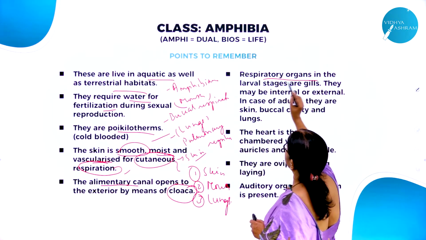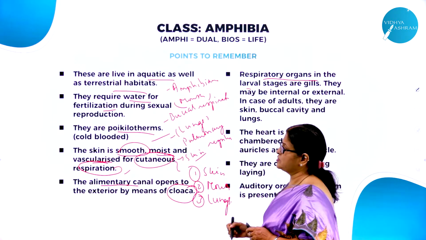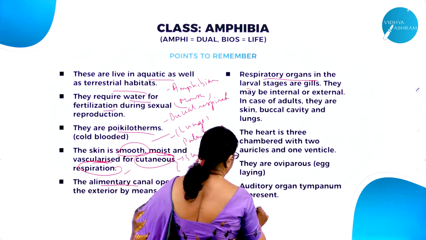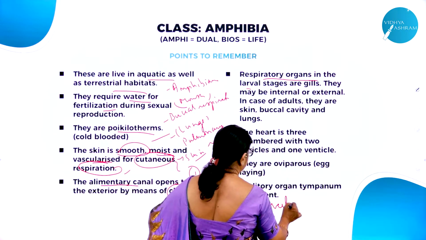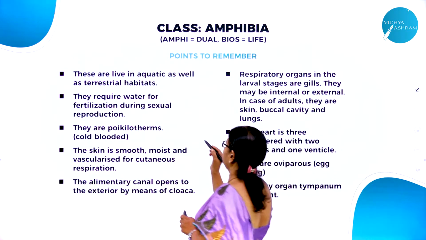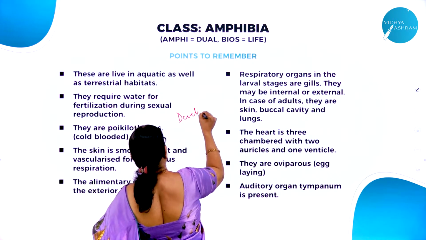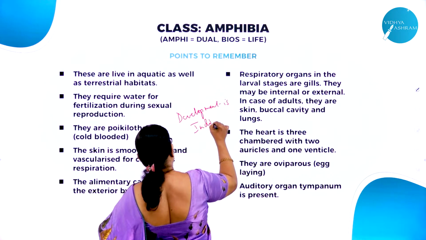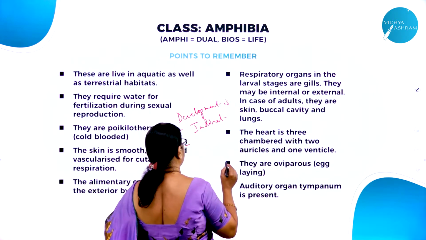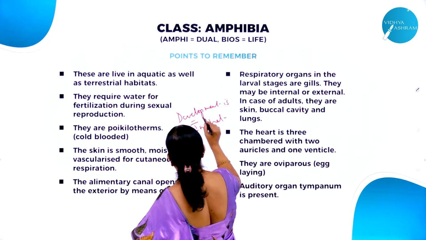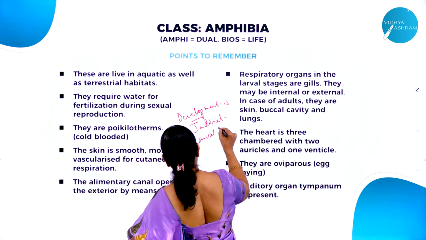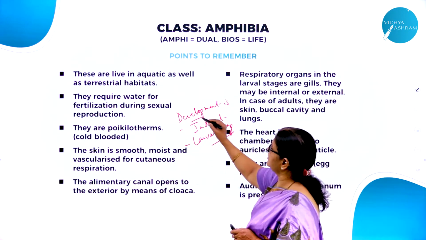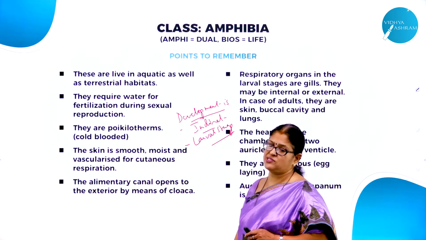I think all of you know that the process of development in case of frog is indirect. What do you mean by development is indirect? When they include a larval stage in the life history. So they have a larval stage in the life history, hence we say that the development is indirect.